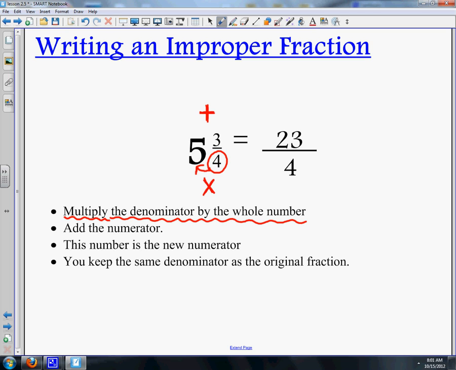And then add the numerator. So that's 20, and then I'm going to add the 3. So that's how I get 23. That's how I got this 23. And then this number is the new numerator, and then you keep the same denominator. You just keep the same 4, and you rewrite it. It's 23 over 4. Hopefully this is just a review from 6th grade.